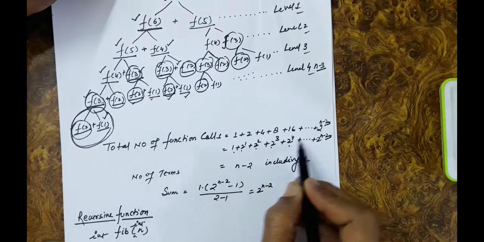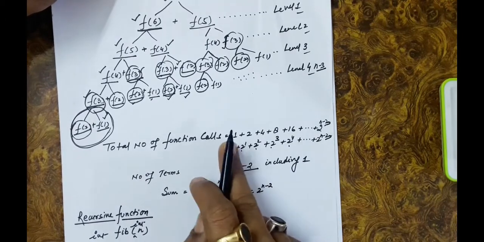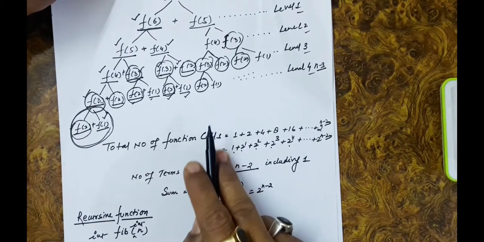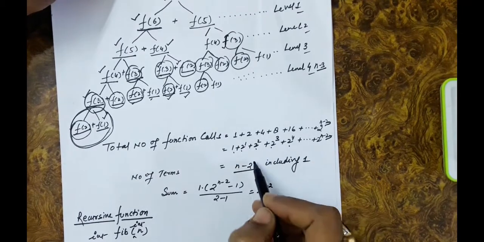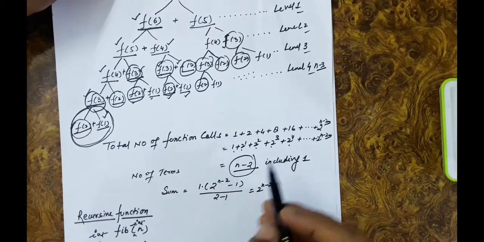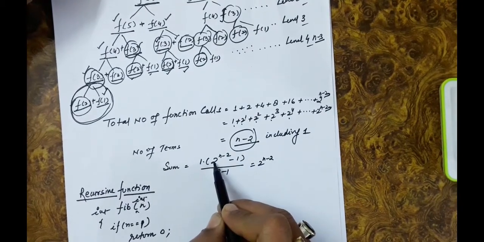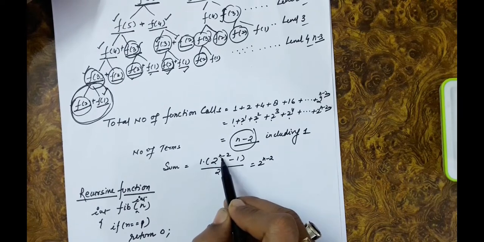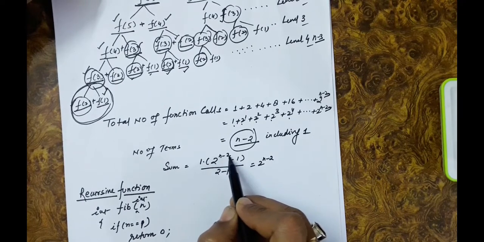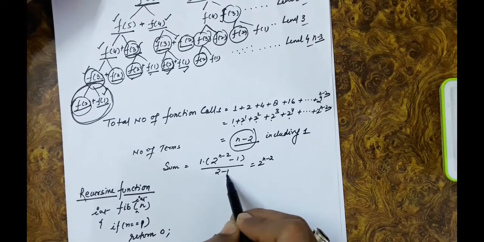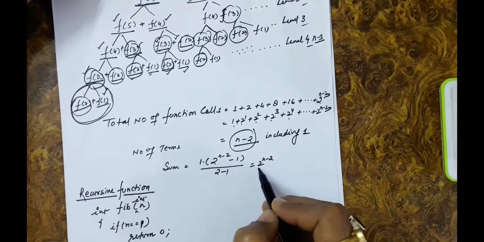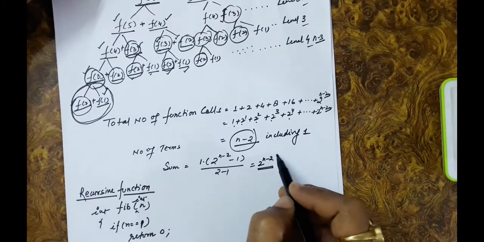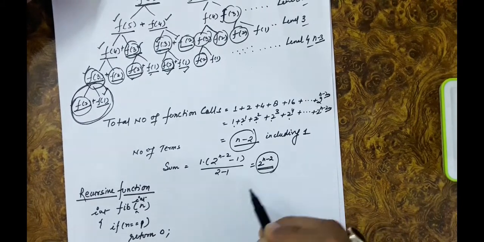The total number of terms in this series is n minus 2. If we exclude 1, the number of terms is n minus 3, but if we include 1, the total number of terms is n minus 2. So the sum of the series will be the first term, 1, multiplied by 2 raised to the power number of terms, n minus 2, minus 1, upon common ratio minus 1. This equals 2 raised to the power n minus 2. So these are the number of function calls that take place.